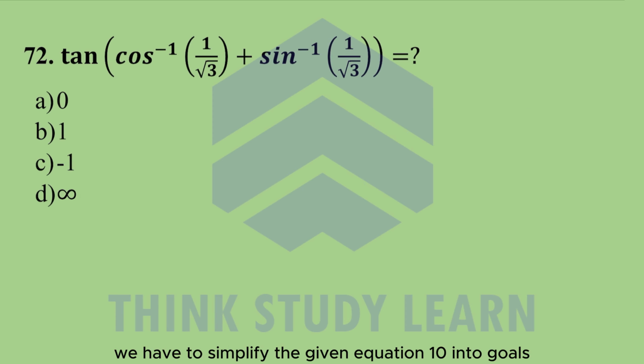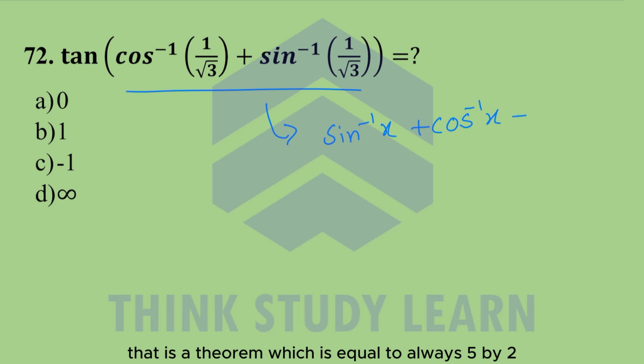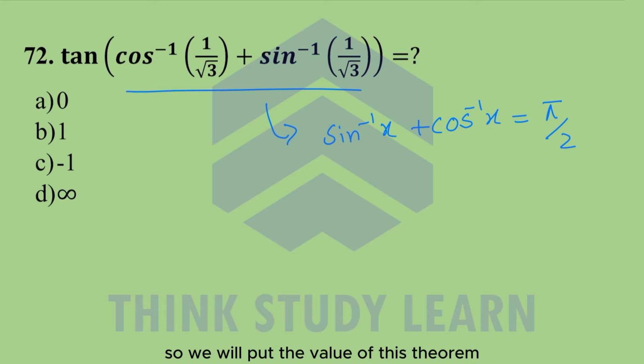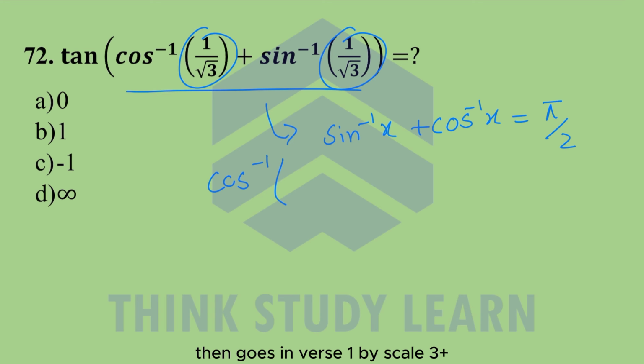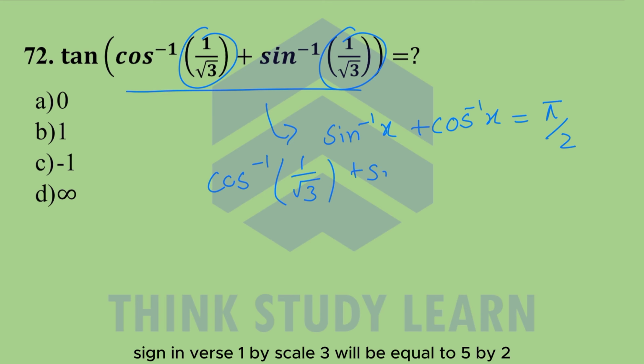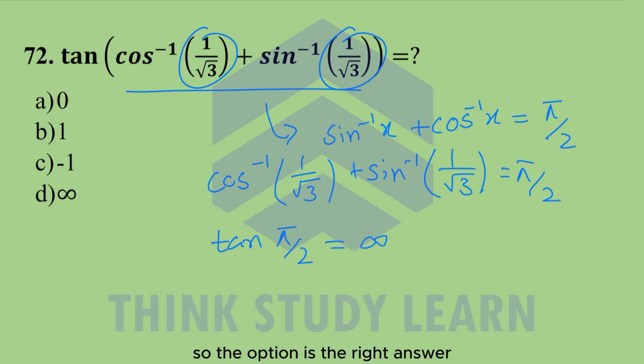In the next question, we have to simplify the given equation tan of cos inverse 1 by square root 3 plus sin inverse 1 by square root 3. If we look onto this part, it is equal to sin inverse x plus cos inverse x. That is a theorem which is equal to always pi by 2. So we will put the value of this theorem. Since the value of x is 1 by square root 3 in both of the terms, then cos inverse 1 by square root 3 plus sine inverse 1 by square root 3 will be equal to pi by 2. Putting the value, we have to now find the value of tan pi by 2, which we know that it is equal to infinity. So D option is the right answer.